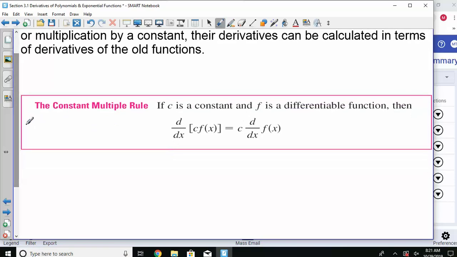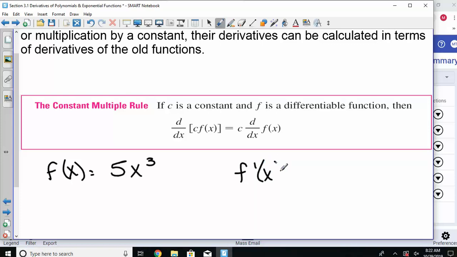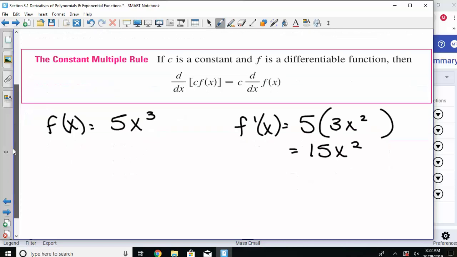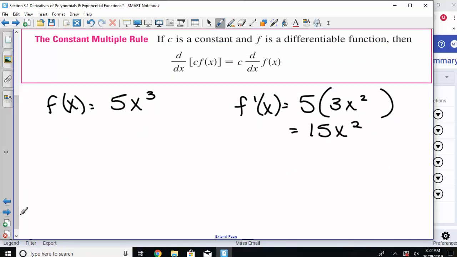So what that's saying is if you have like a 5x to the third, then the derivative, that 5 just trails along, and then you do the derivative of x cubed, which would be 3x squared, and multiply, so you really just get 15x squared. So, in other words, if you have a coefficient, it's not going to change anything. You still do the derivative of x like normal, and then just multiply that coefficient back in.